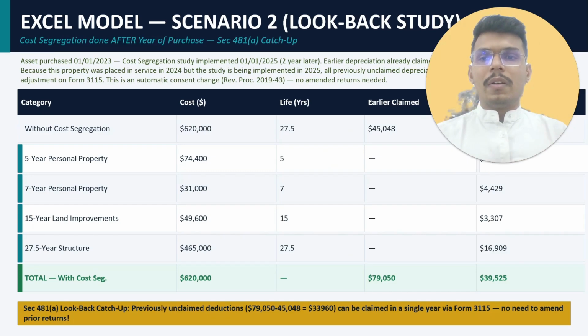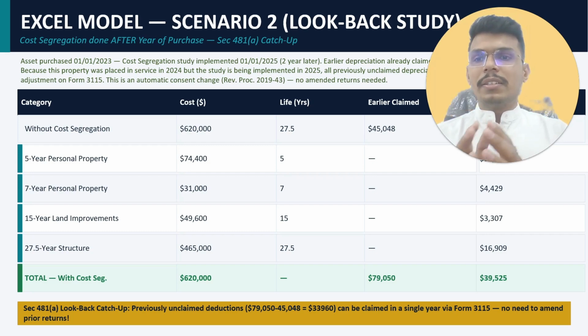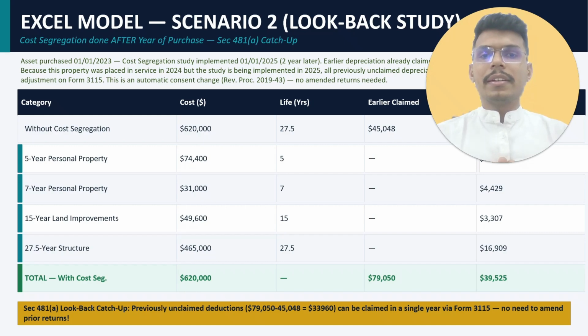This is scenario number two, where a person purchased a property in earlier years, but at that time he did not conduct any cost segregation study, and he conducted the cost segregation study during the year. So in this scenario, he can claim previously unclaimed depreciation. The Form 3115 here: he purchased the property on 1st of January 2023 and conducted a cost segregation on 1st of January 2025, meaning after 2 years. So he already claimed depreciation for 2 years, meaning he has claimed depreciation of 45,048.